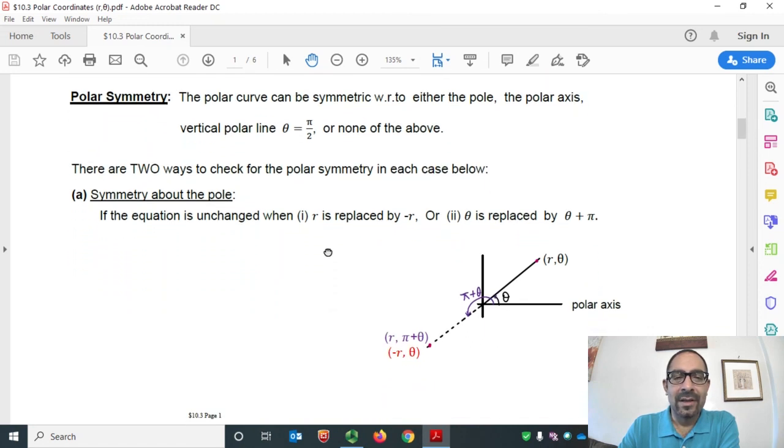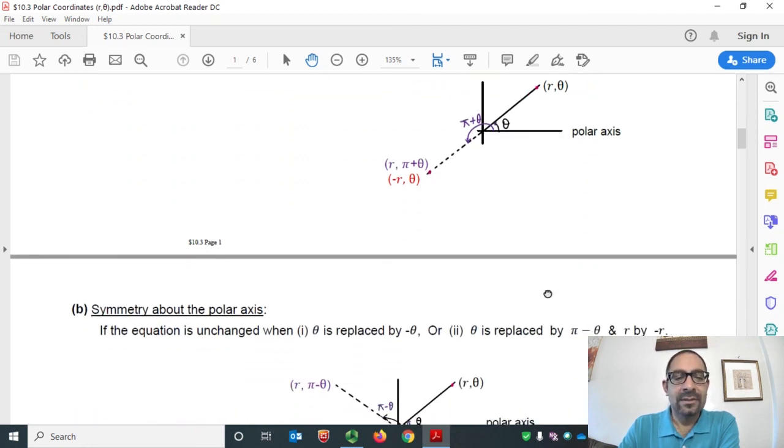Let's talk about part A, symmetry about the pole. If the equation is unchanged when r is replaced by negative r, or when theta is replaced by pi plus theta, then the equation is symmetric about the pole.